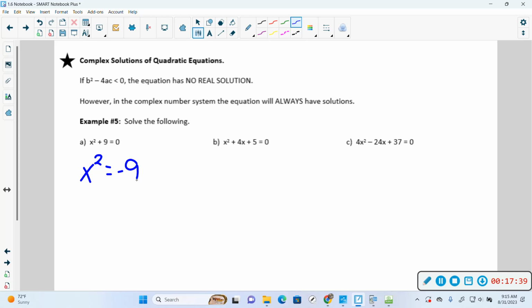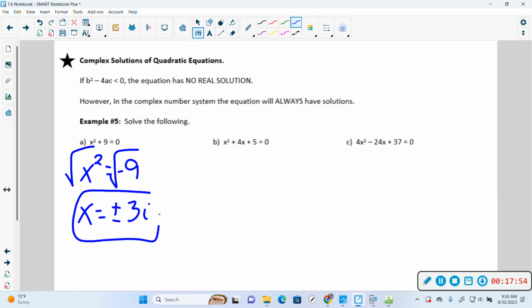I'm just going to use my inverse operations. I'm going to cancel squaring out, of course, with a square root. And there's our imaginary: square root of negative 9, plus or minus 3i. Got it. All right. As always, we're going to try factoring.